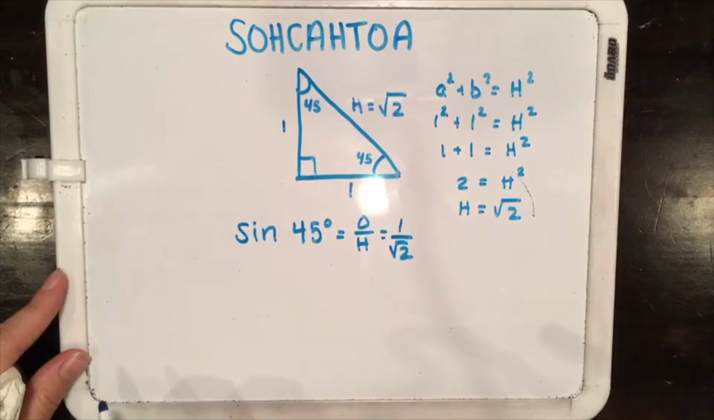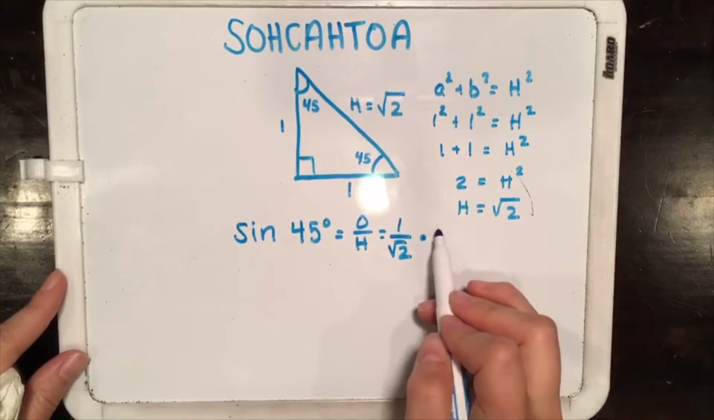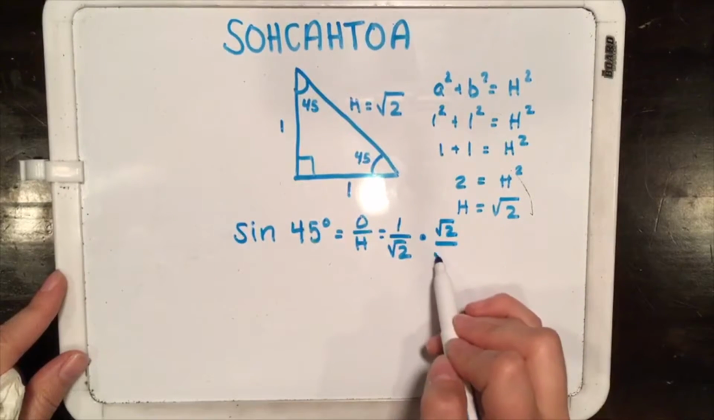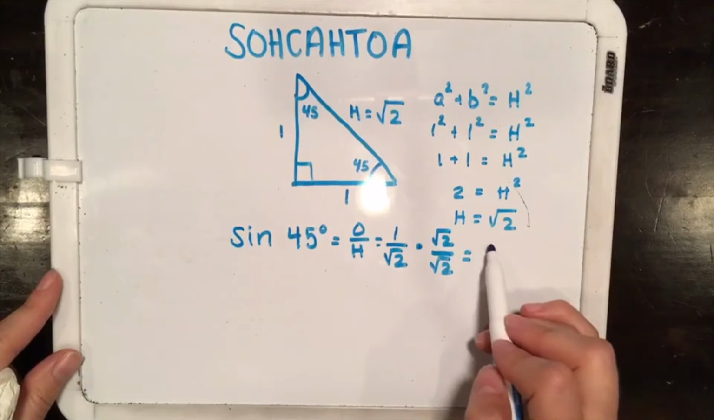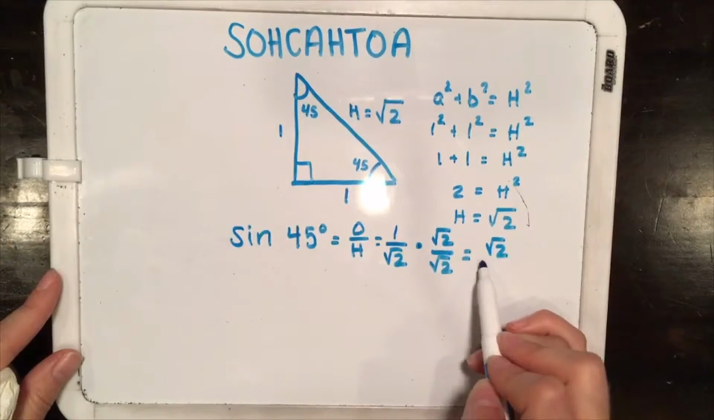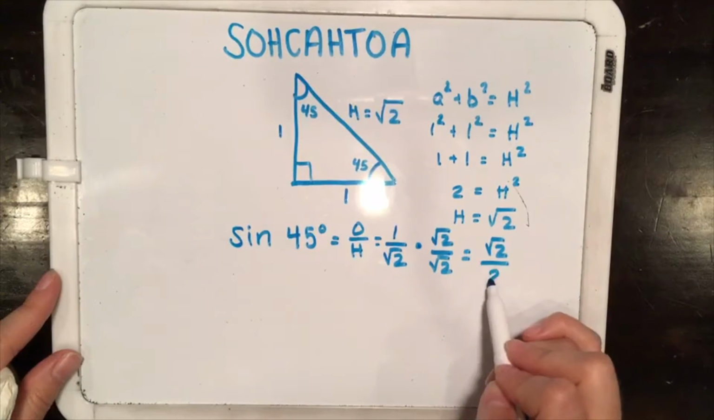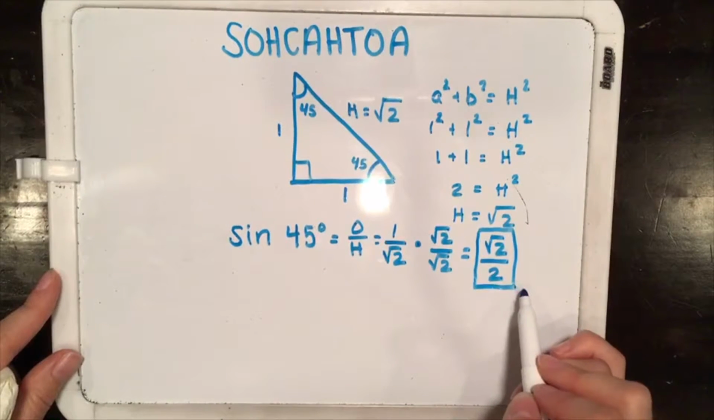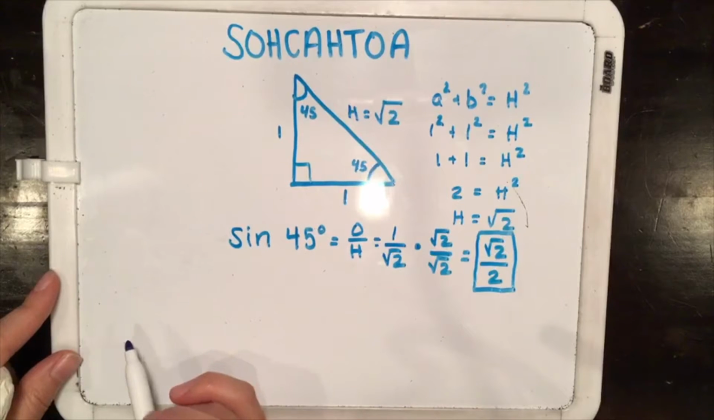Now let's rationalize this so that we don't have a square root in the denominator by multiplying the top and the bottom by the square root of 2. And if we multiply the tops, we get the square root of 2. And if you multiply square root of 2 times square root of 2, the square root goes away and you're just left with 2. So sine of 45 degrees is square root of 2 over 2.